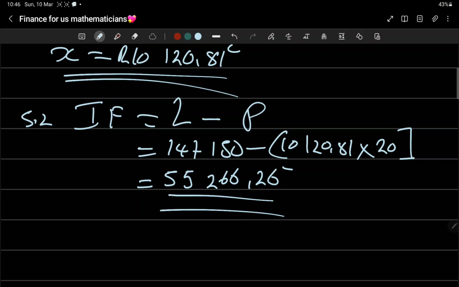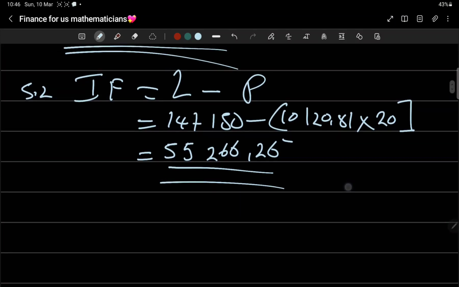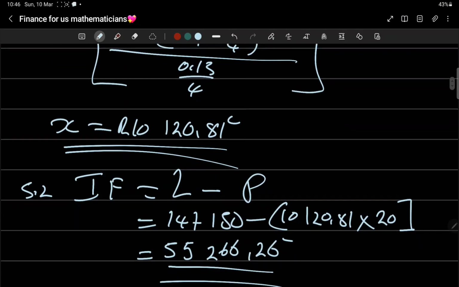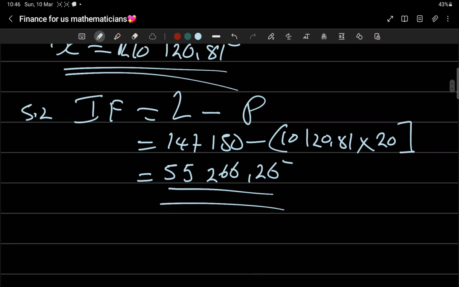Did I do something wrong here? I was supposed to say the payments minus the loan. It seems this works when you say payments minus the loan, because it gives us a negative answer, and interest can't be negative. It's supposed to be payments minus loan. This one has to be bigger than this one.